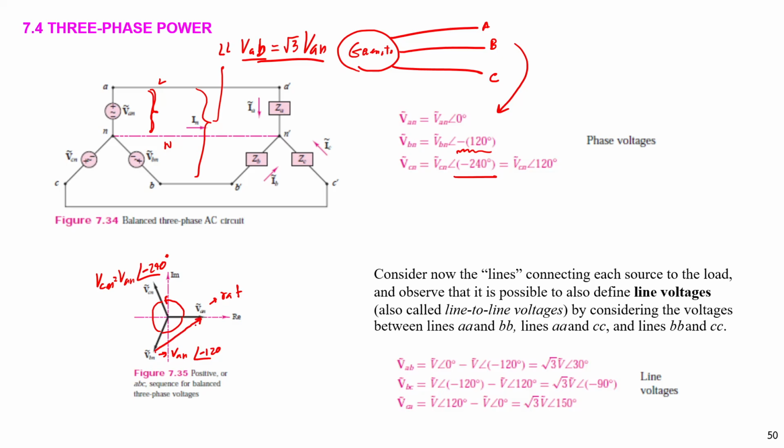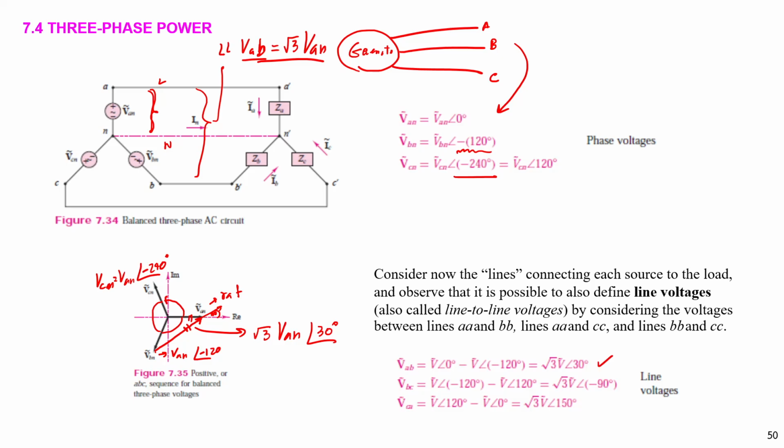If we add these two vectors together, VAN and VBN, VAB will be root 3 times VAN with a phase shift of 30 degrees. This phasor and VAN have an angle of 30 degrees between them. So it's square root 3 of VAN with another 30 degree phase shift. Okay, we get this value.